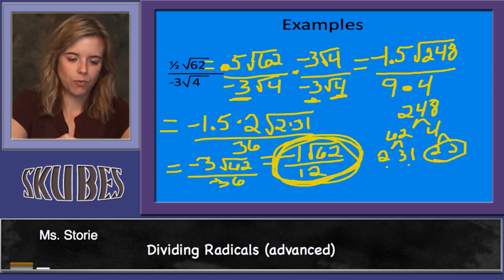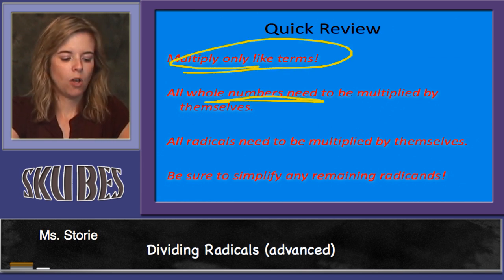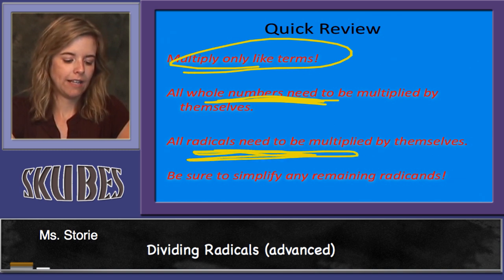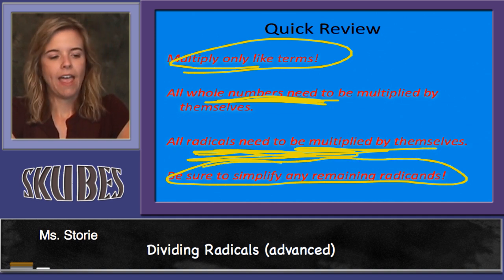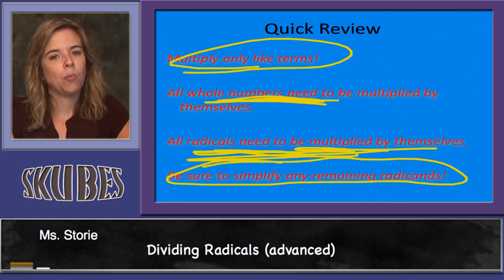Negative radical 62 over 12. Quick review. Multiply only like terms, which means all whole numbers need to be multiplied by themselves. All radicands need to be multiplied by themselves. And once you do that, be sure that you simplify any remaining radicands. And that's it for our lesson on radicals, dividing radical numbers, a more advanced look.